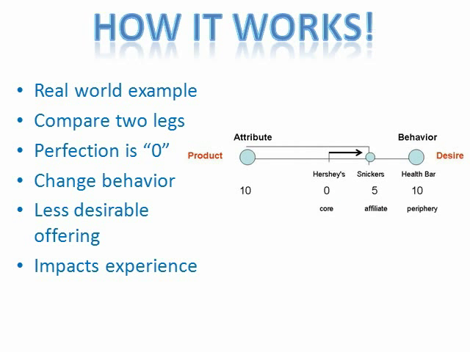So let's look at a real-world example of how it works. Imagine you walked up to a vending machine, and perfection for you is a Hershey's candy bar. But you look, and you notice it's not there. Now again, your goal is to strike a balance between the attribute or the product and the behavior or your desire. 0 is the core, or Hershey's. Since it's not available, you look for the next best thing. In this case, a Snickers bar.